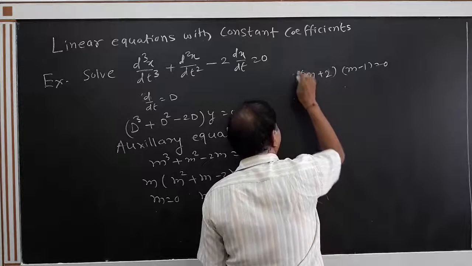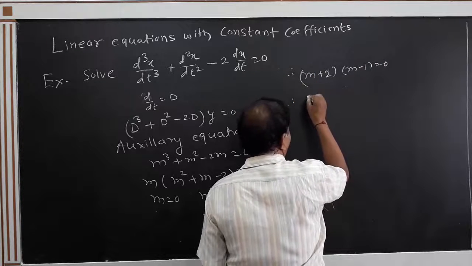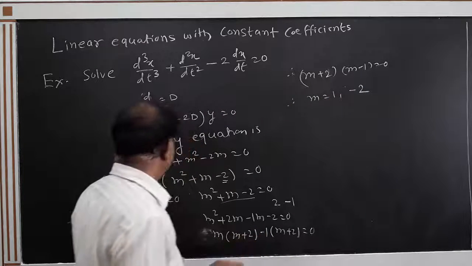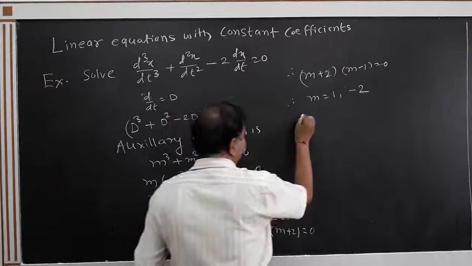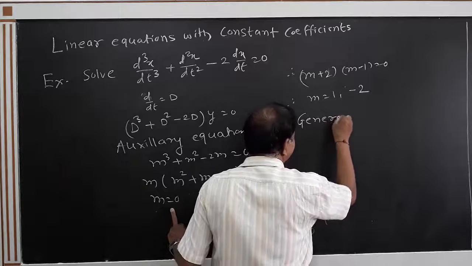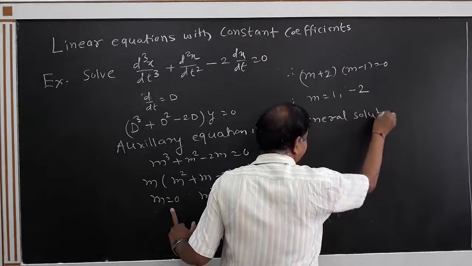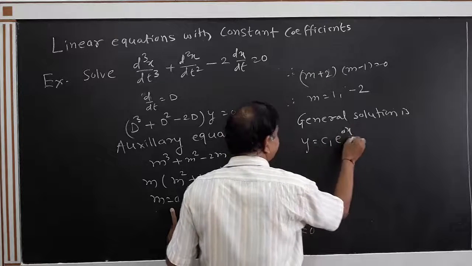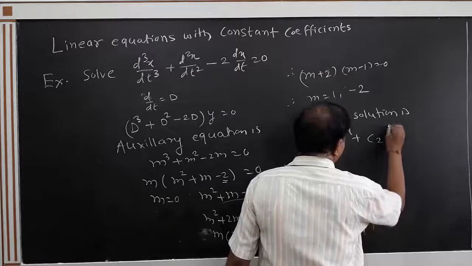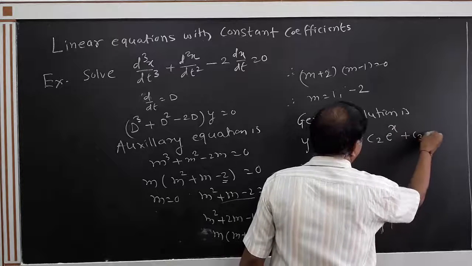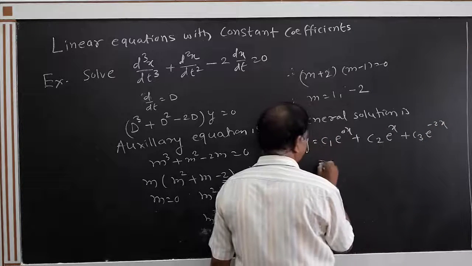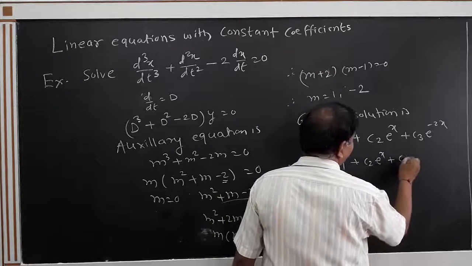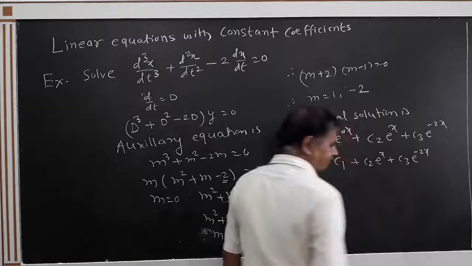And therefore, m equal to 1 or minus 2, and the first is m equal to 0. Therefore, the general solution is y equal to c1 e raised to 0x plus c2 e raised to 1x plus c3 e raised to minus 2x, that is equal to c1 (e raised to 0x is 1) plus c2 e raised to x plus c3 e raised to minus 2x.